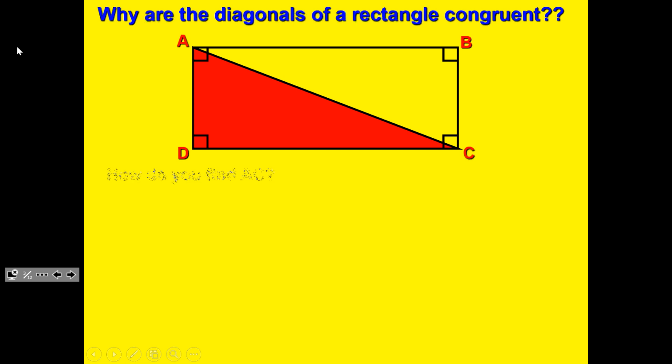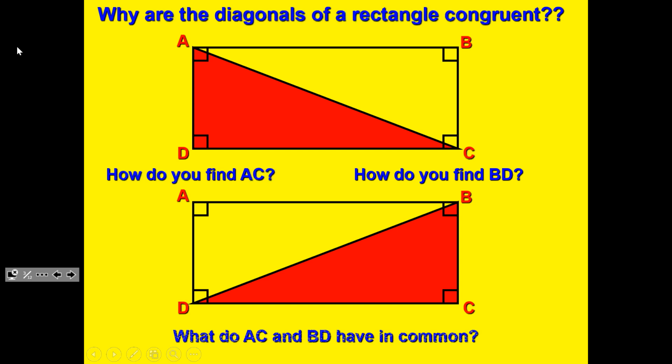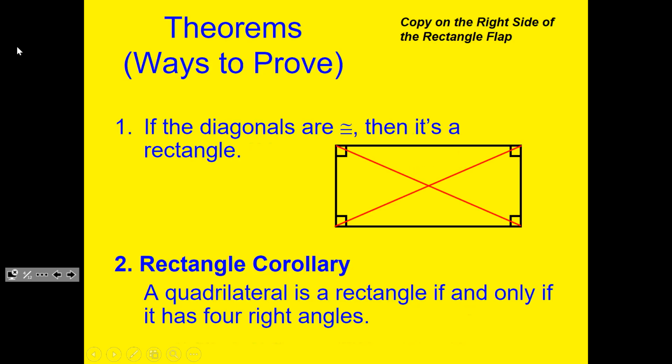Okay. So that's exactly what you guys were just telling me. We would use the Pythagorean theorem to find both. So what do AC and BD have in common? Like I said, you don't have to copy this part down, but they would both be the hypotenuse C. Okay, so this is what we're copying down on that other half.